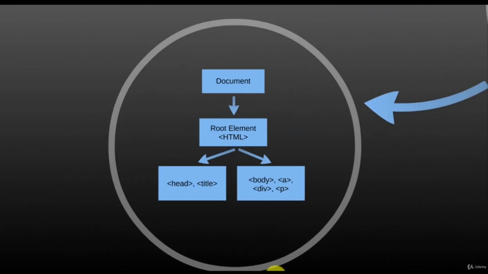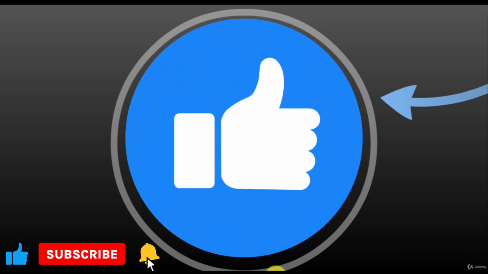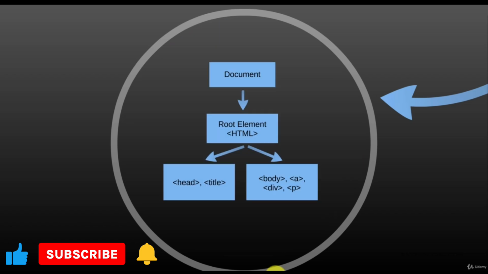Let's take a look at the model illustrated as a flowchart. At the top of the model hierarchy, we have our actual HTML document, for example, index.html or main.html, whatever the case may be. Inside our HTML document, we have our root element, which is the HTML open tag.